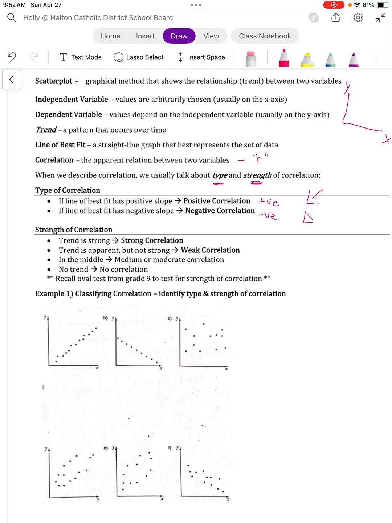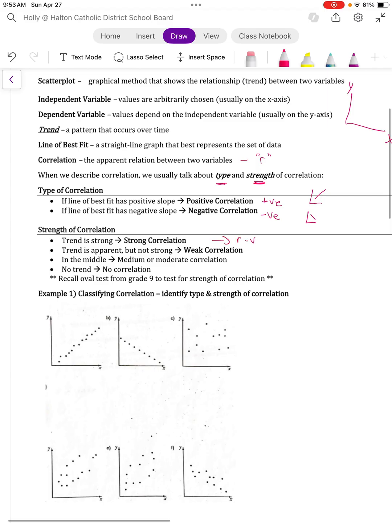A strong correlation, if I was looking at an R value, we'll do this a bit later on, an R value would be close to 1. Okay, so if it's weak, you'd have an R value close to 0. And if you're looking at positive and negative correlations, you can have a +1 or a -1. You can have a negative R value, or it could be a positive R value. It can be positive or negative, depending on the type of correlation you're looking at.